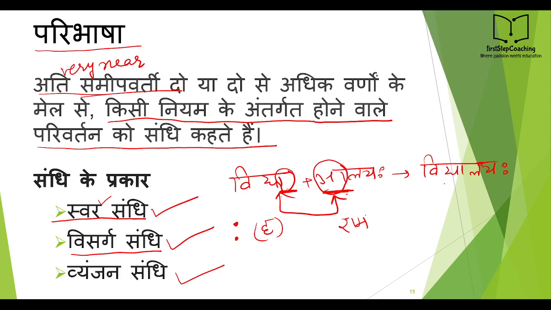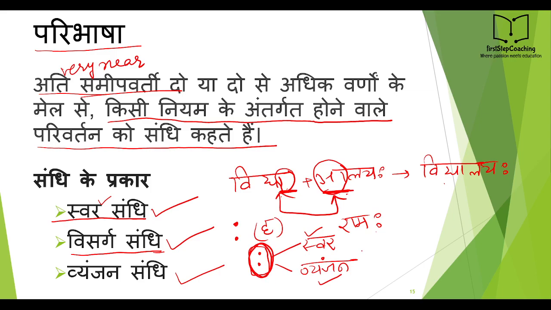So suppose you are writing Ram and then a visarg, so it will be Ramaha. Understood? So the Visarg Sandhi is the Sandhi when Visarg is joining with Swar or with Vyanjan. In the first word at the end there should be a Visarg, but in the second word in starting it can be a Swar or it can be a Vyanjan. Anything out of these two can be. And change is happening in the Visarg. Some change is happening in the Visarg, then we call it Visarg Sandhi.